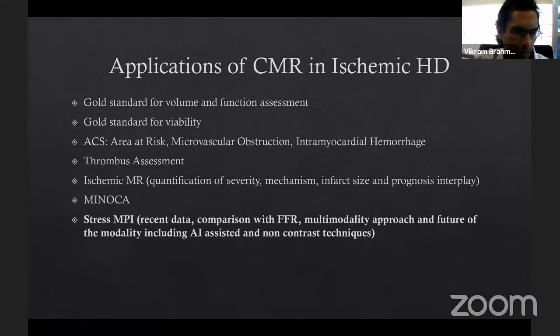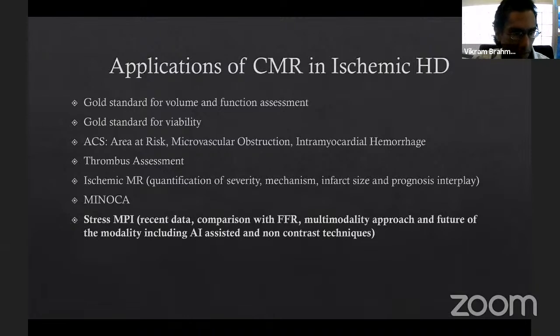Also, compared to echo, even contrast echo, thrombus assessment is a lot better with MRI, and we really don't miss smaller thrombi that you might with contrast echo. And there's added value in terms of looking at the valves. So with the ischemic MR, we do a really good job quantifying the severity of MR. We can look at the mechanism very well. We can see all of the leaflets, all of the scallops, and figure out where the issues are. It's easy to see tethering and to see why there might be tethering of the posterior leaflet, for example. We can look at infarct size and how that interplays with prognosis.